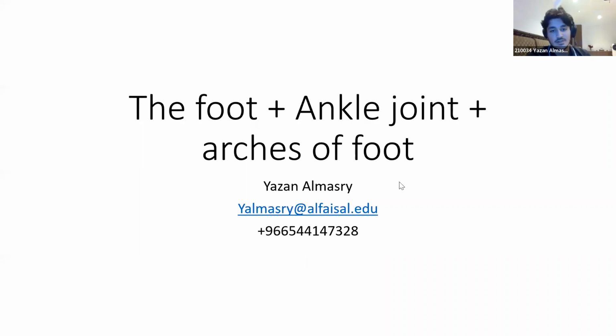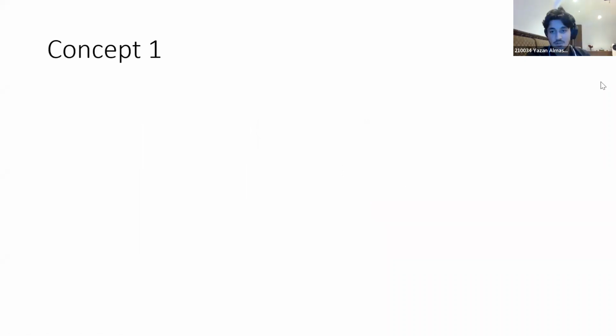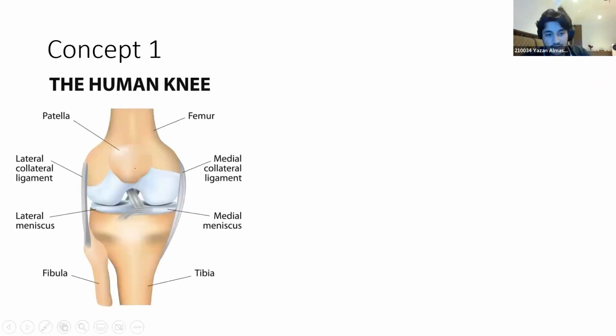So before we get started, I want to explain a couple of concepts. The first concept is this: whenever we have a torn ligament, we have to understand that it happens because the ligament is overstretched. What do I mean by that? Let's say, for example, this is the knee, this is the lateral side, and this is the medial side.